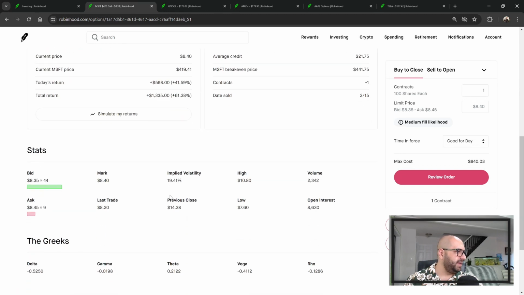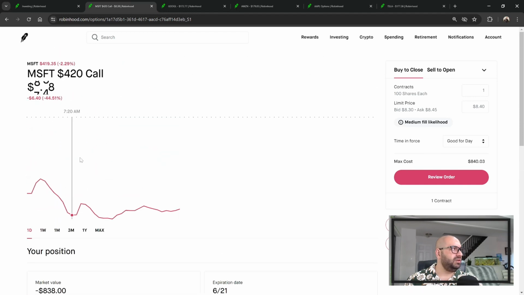If we scroll down again to see the Greeks, you can see theta is set at 0.21, meaning within today, the option price will decrease by $21. That decrease happened during the day, so it doesn't happen at the open or the close. It happens slowly over the entire day.